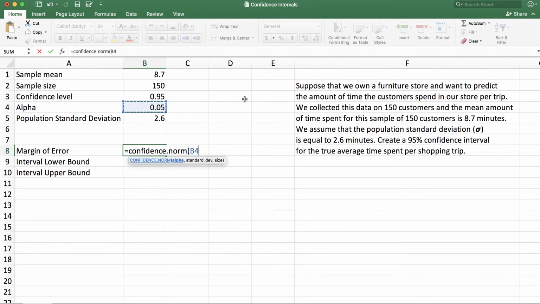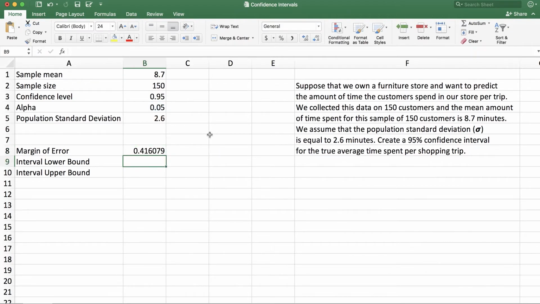So alpha is in my template, which is 0.05. The standard deviation of the population is 2.6, and the sample size is 150. Okay, so I plug in these values, and then the result of this is going to give me my margin of error, and I'm going to create a lower bound and an upper bound on my interval.